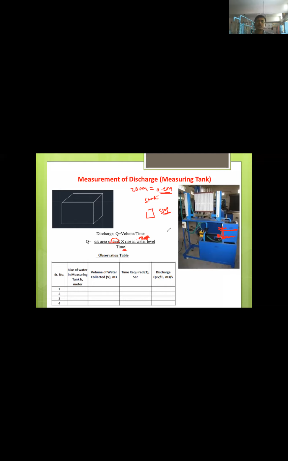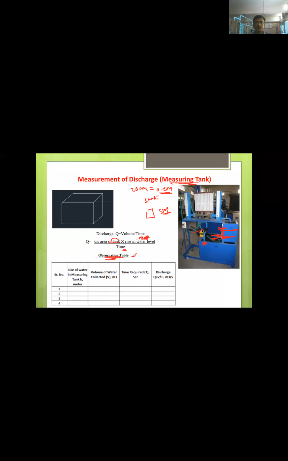Okay, so this is the simple procedure for finding the discharge with the help of a measuring tank. Using the measuring tank, we can easily find out this discharge. This is the observation table for finding the discharge with the help of the measuring tank.